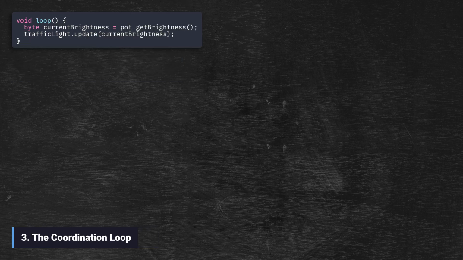The loop function remains incredibly simple. We fetch the current brightness from the potentiometer and pass it to the TrafficLight's update method. This demonstrates the manager pattern. The main loop coordinates the flow of data between independent objects.